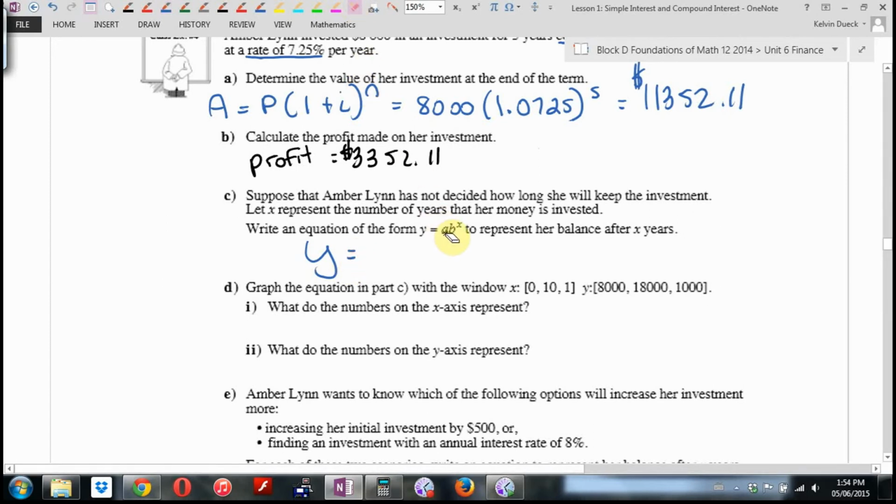What number is going to be in front of the exponent? 8,000. What's the base? What's the number underneath the exponent? More specific. I think it's this, isn't it?